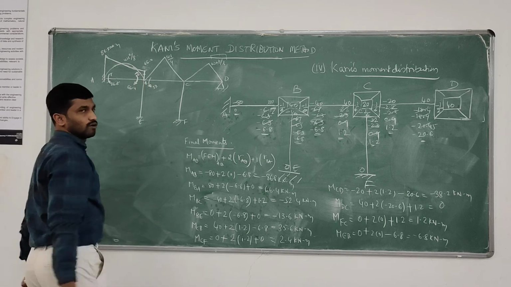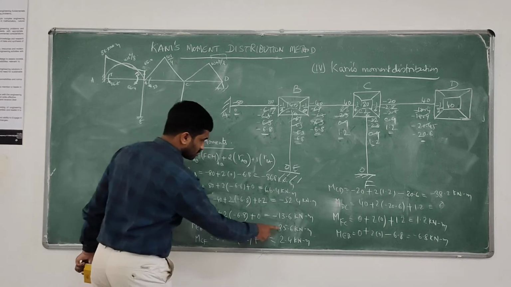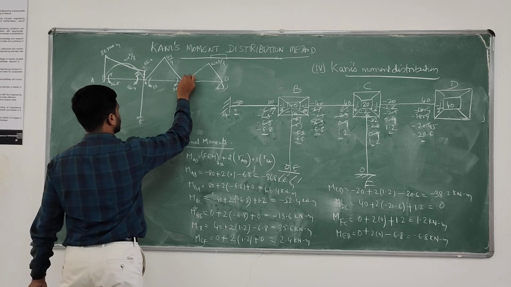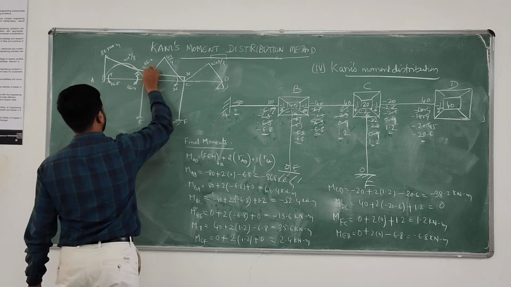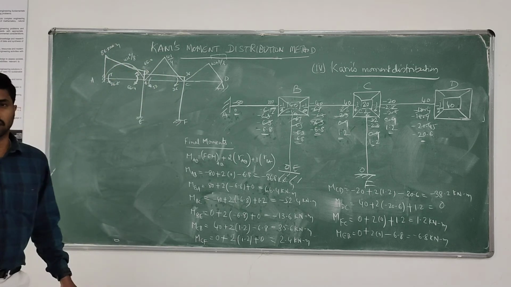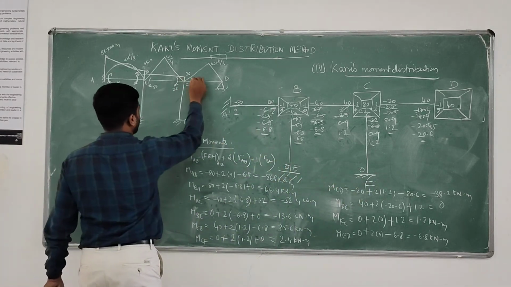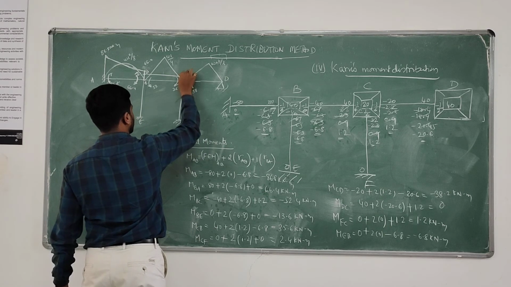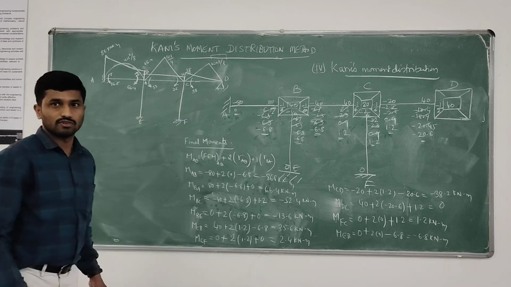Just mark here. Okay. Next, CB. CB is 35 clockwise. So approximately I am taking 36 clockwise. So you just mark here 36 and join this. This is 36 and this is 53. Next, CD. CD is minus 38. Minus means it's anti-clockwise. So this is 38. And DC is 0. Just join this.